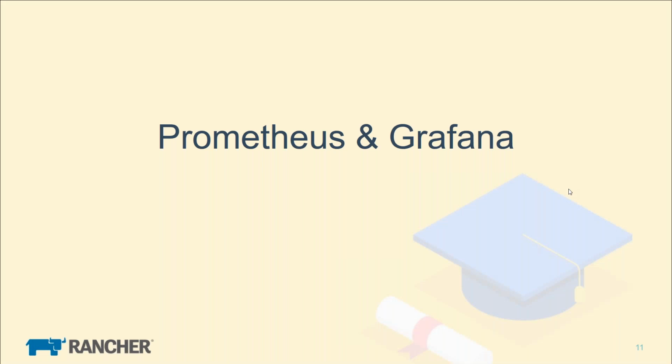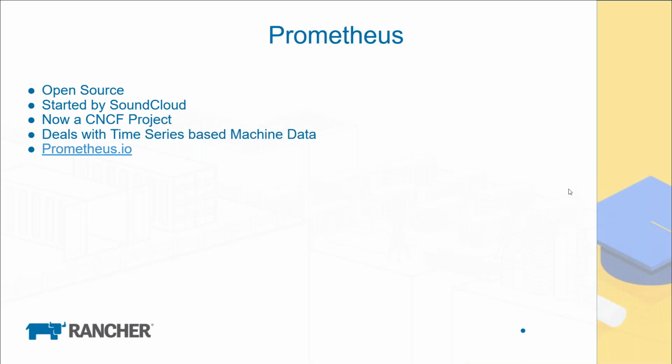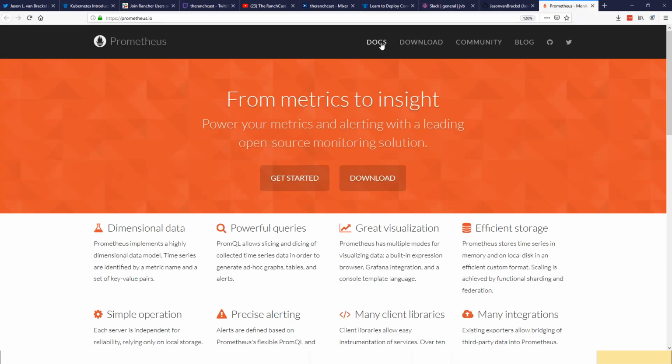So let's talk Prometheus and Grafana for a moment. Prometheus is a piece of open source software. It was started by SoundCloud back in 2012. It is a CNCF project, and it deals with time series-based machine data. What I mean is, quite literally, something with a name and something with a floating point 64-bit number. You can find it out here at Prometheus.io.